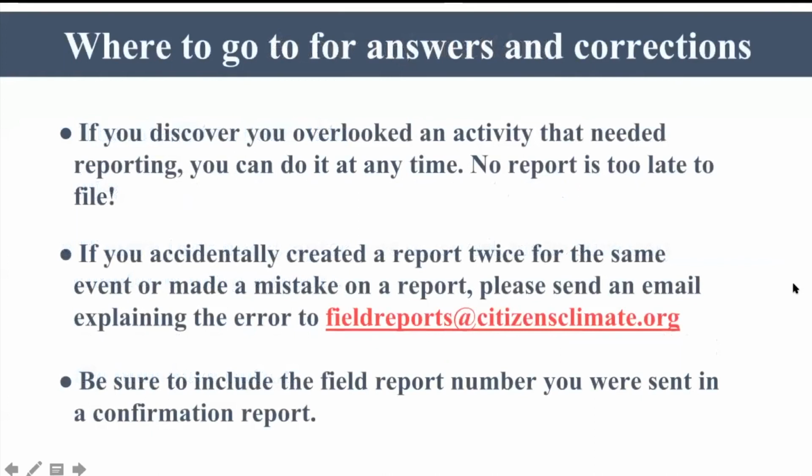Where to go for answers to questions and to correct errors. If you discover that you've overlooked an activity that needed reporting, you can do it at any time. No report is too late to file. If you discover that you accidentally created a report twice for the same event or made a mistake on a report, please send an email explaining the error to fieldreports@citizensclimate.org. Be sure to include the field report number, which you were sent in a confirmation report.